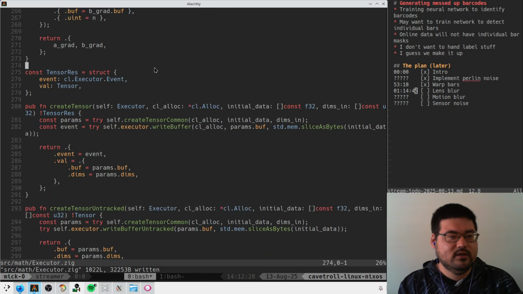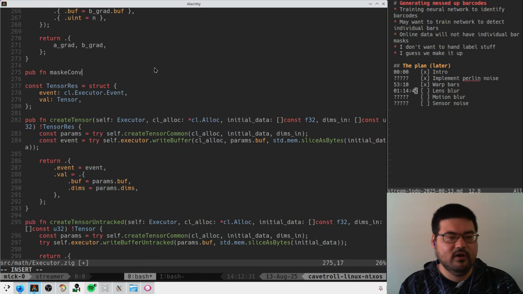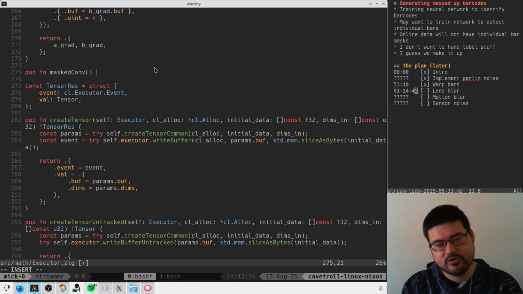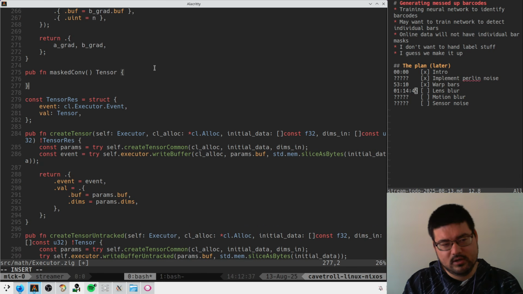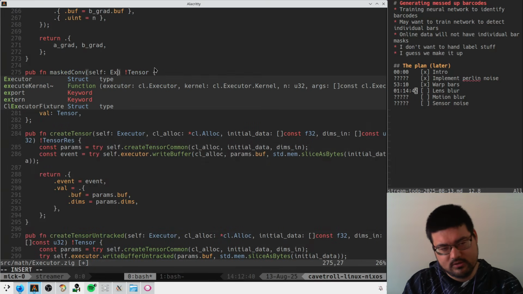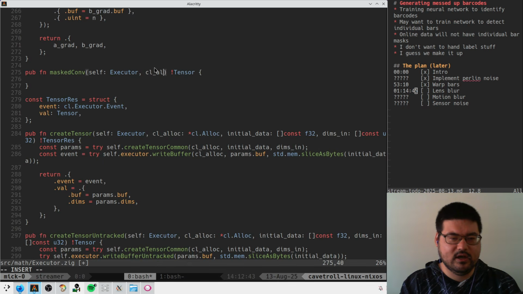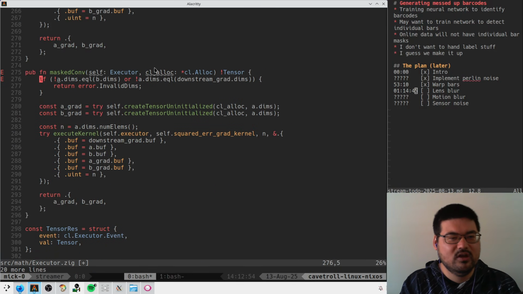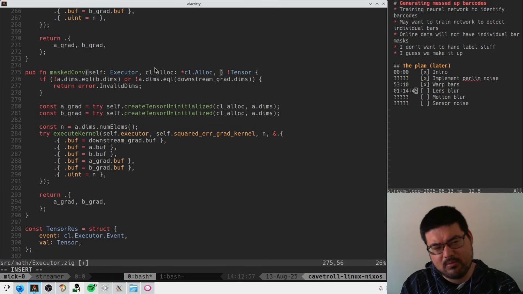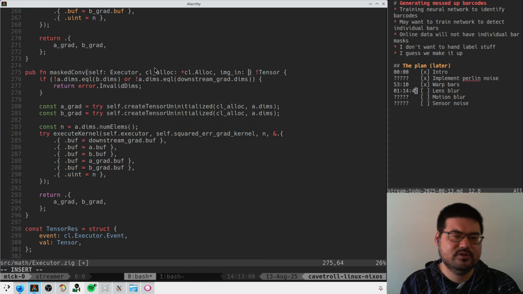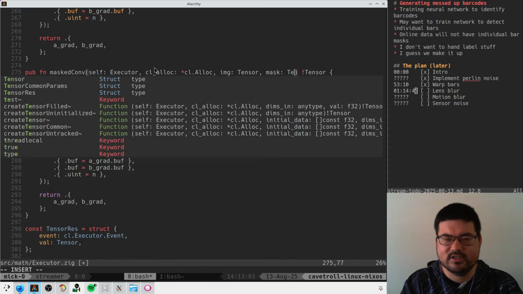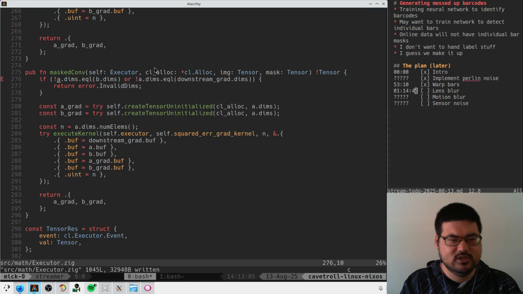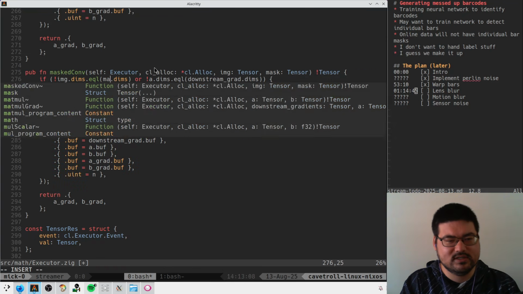Okay, let's do a pub function masks conv here. So this is going to return a tensor, probably. It's going to take in an executor, i.e. myself, and an allocator to allocate the new tensor on. We don't remember its parameters, so can we just copy paste another one of these? So we have the mask in, probably, and the image in. Image is a tensor, mask is a tensor. And we need to make sure that the image dims are equal to the mask dims.